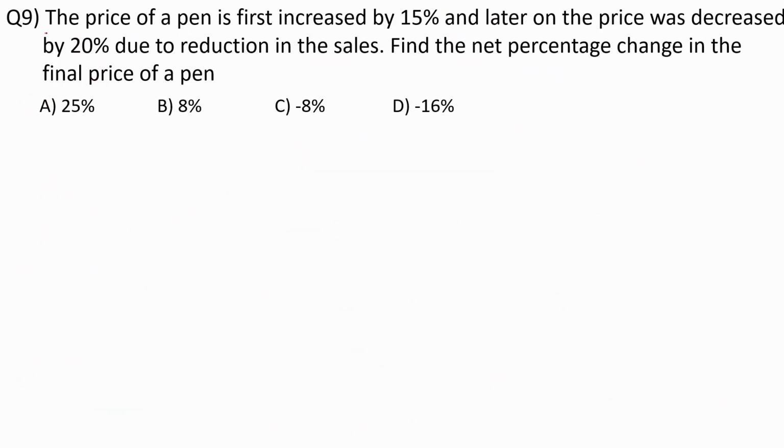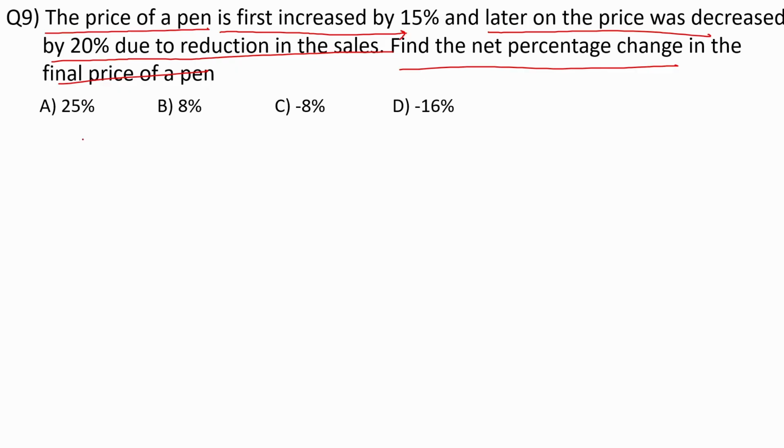The price of a pen is first increased by 15%, and later the price was decreased by 20% due to reduction in sales. Find the net percentage change in the final price of a pen. Okay, guys, look at this question. As the options are in percentage, I would like to take my initial value to be 100. At first, it was increased by 15%. So 15% of 100 would be 15. As it is increased, I'm going to assign a positive sign for it. 100 plus 15 gives me 115.